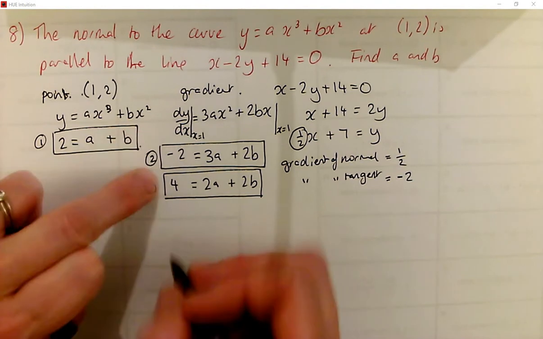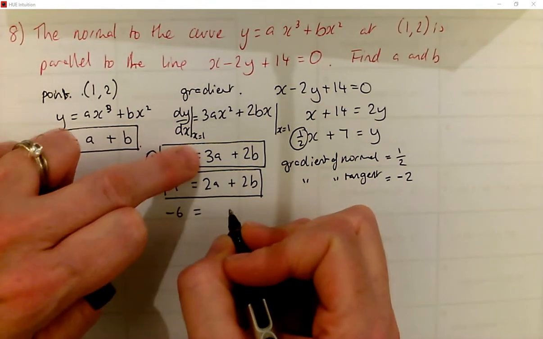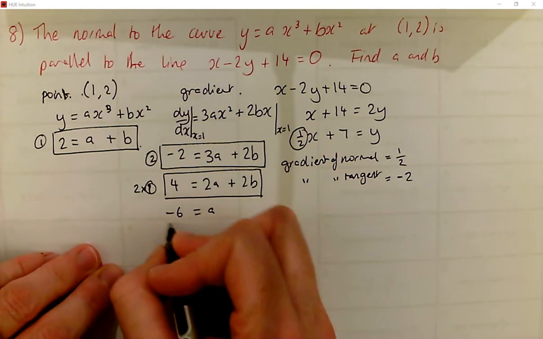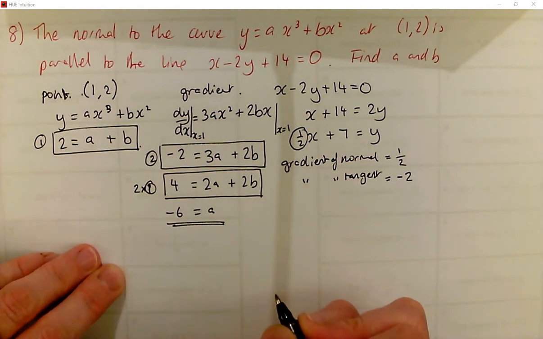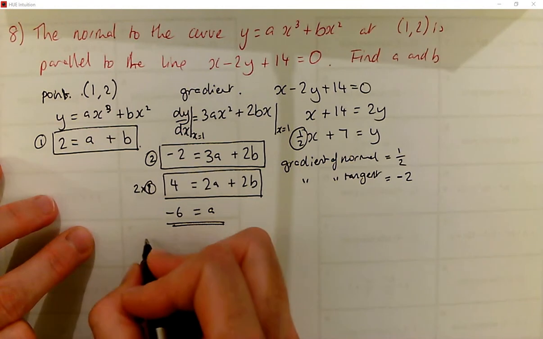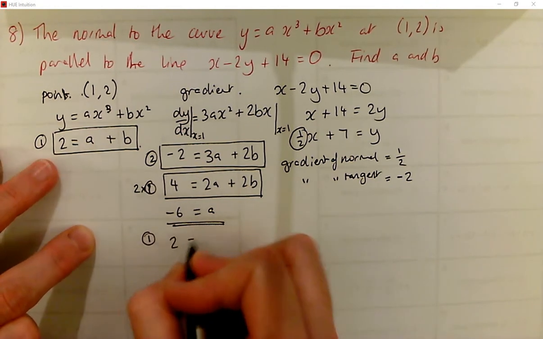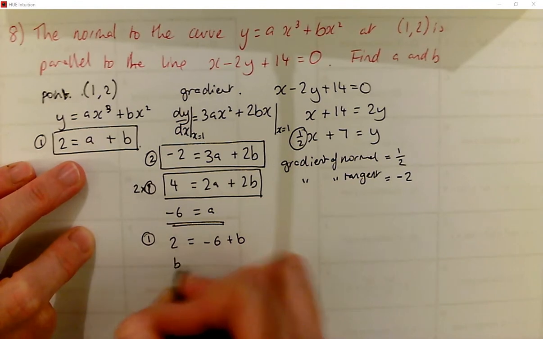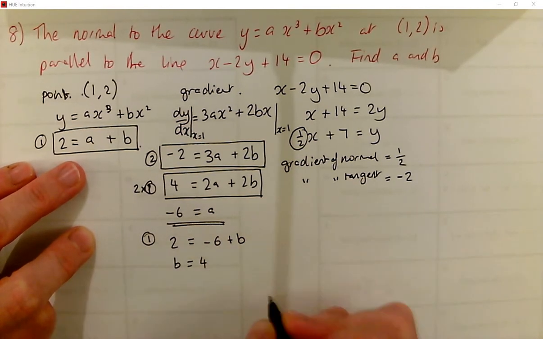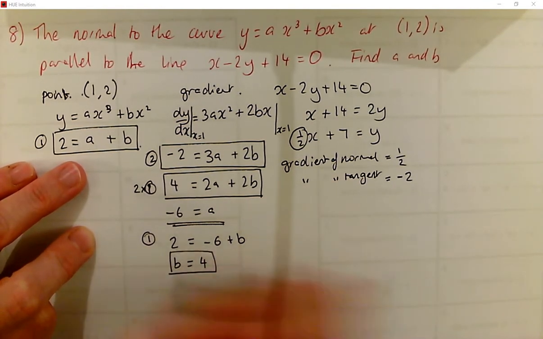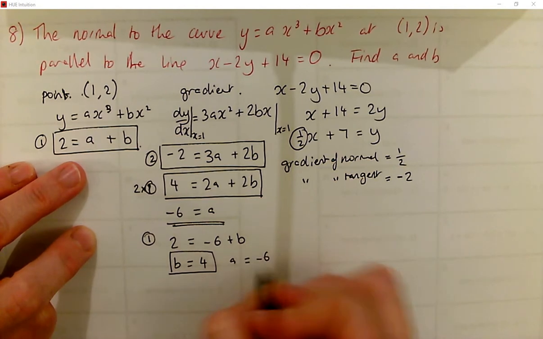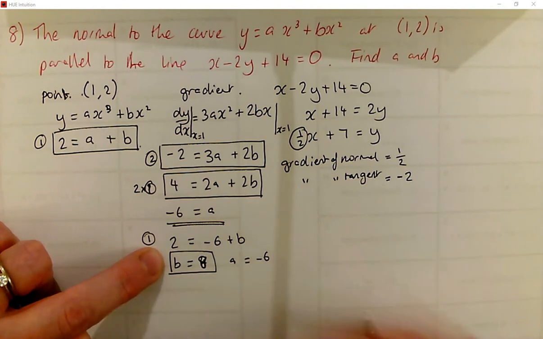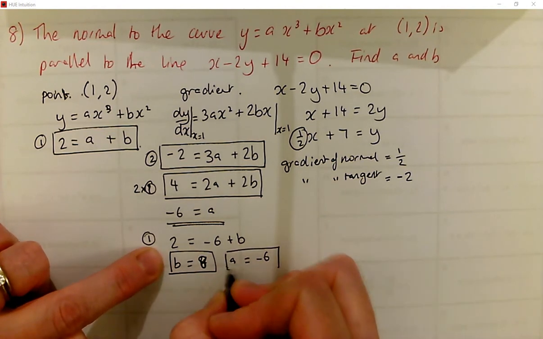So I've got negative 2 take away 4 is negative 6. 3a take away 2a is a. 2b take away 2b is 0. So we've got a is negative 6. Now if we substitute that into 1, we get 2 is equal to negative 6 plus b. That then gives us that b is equal to 4. Oh, sorry, no. b has got to be 8 to get past the 0. And a is negative 6.